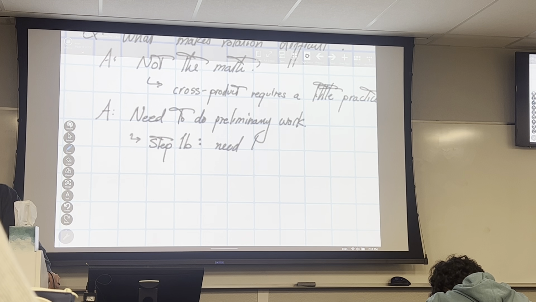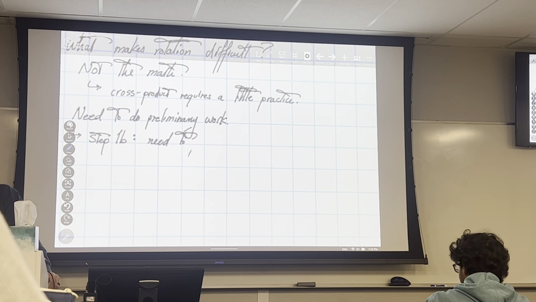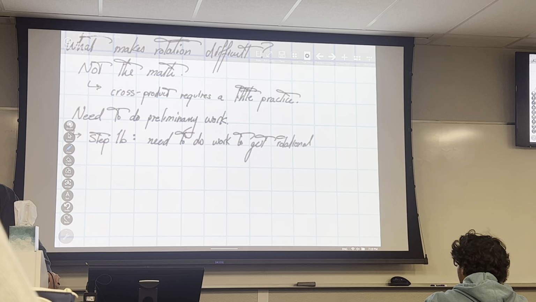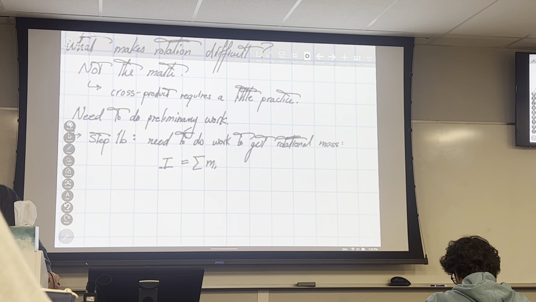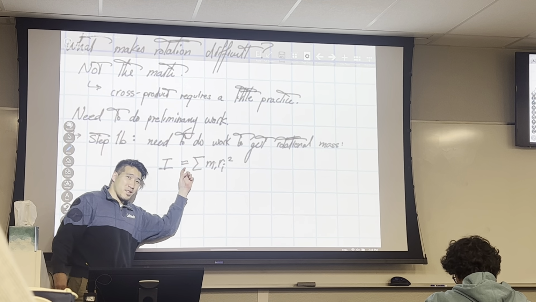Need to get, or need to do work, to get rotational mass. Meaning, we need to use this expression. The moment of inertia is going to equal this guy.